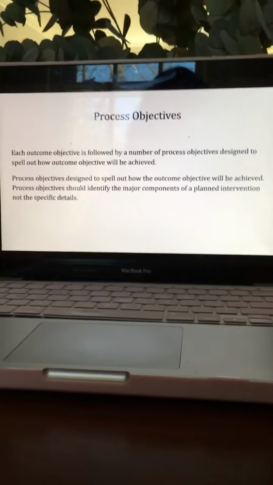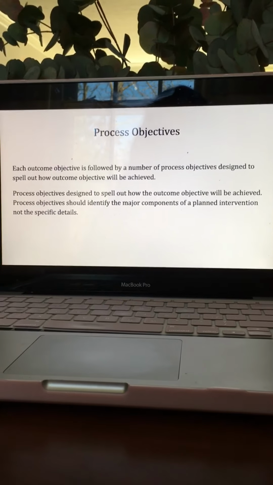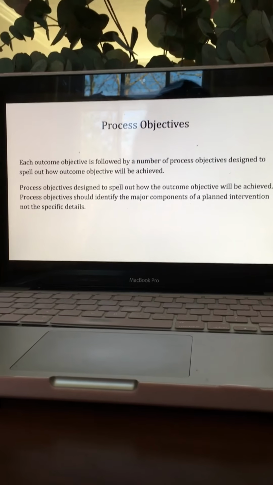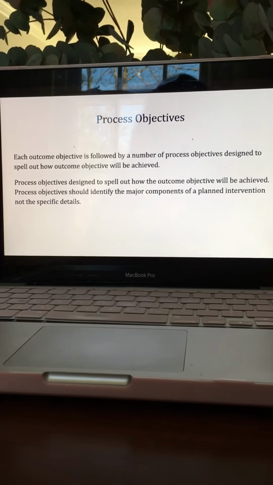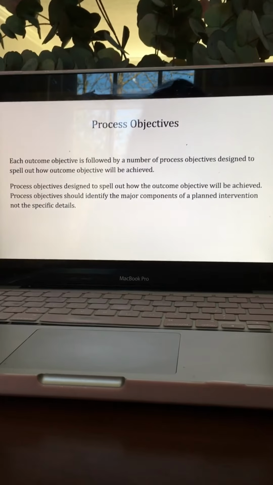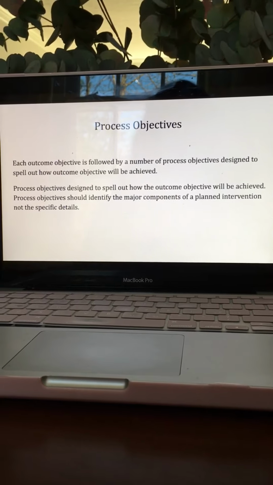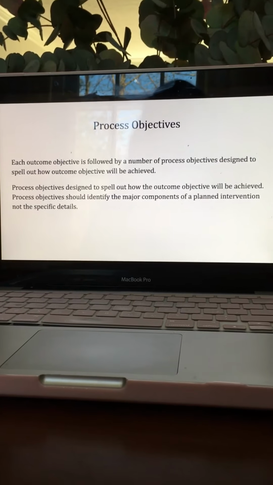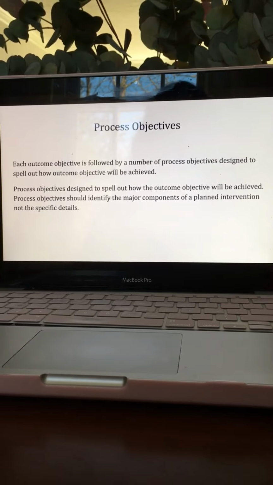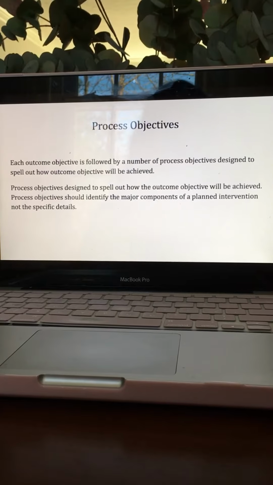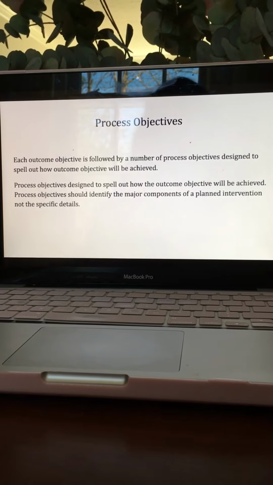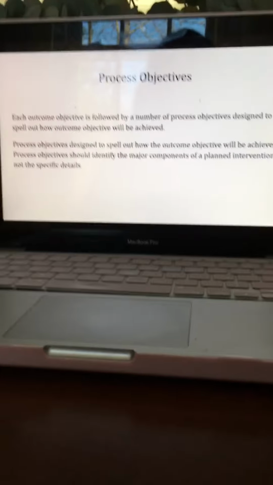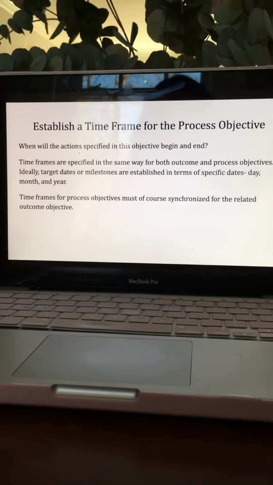So this is now going to bring up process objectives, which is what I talked about earlier. So process objectives: each outcome objective is followed by a number of process objectives designed to spell out how outcome objectives will be achieved. And process objectives should identify the major components of a planned intervention and not the specific details like the other one.